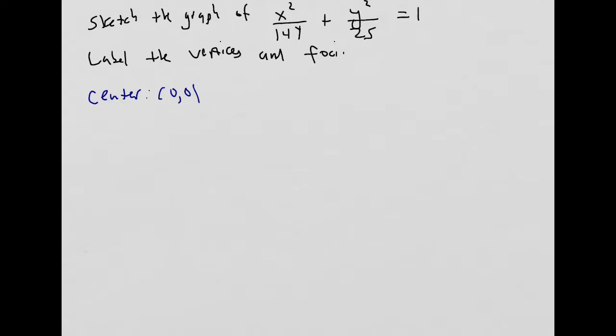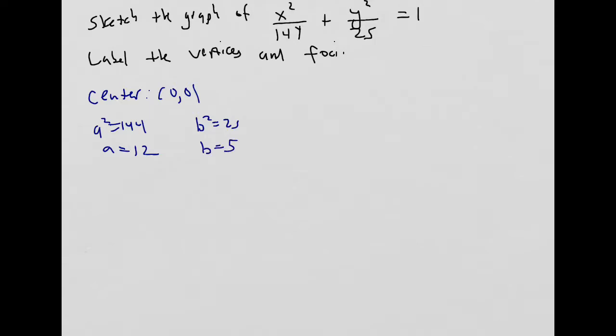The next thing you want to look at is the numbers in the denominator, the number below the x squared term and the number below the y squared term. Whichever number is bigger is always a squared for an ellipse. So if a squared is equal to 144, then a is going to equal 12. Similarly, the smaller number is b squared. So b squared is equal to 25, which means that b is equal to 5.